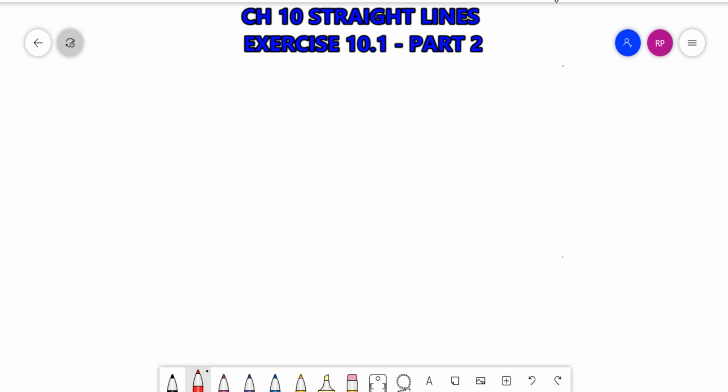Hello students, welcome back. I'm Rinkesh sir, and today we'll continue with exercise 10.1 of chapter number 10, that is straight lines. Till now we have completed till question number 10. Now let's start with question 11.